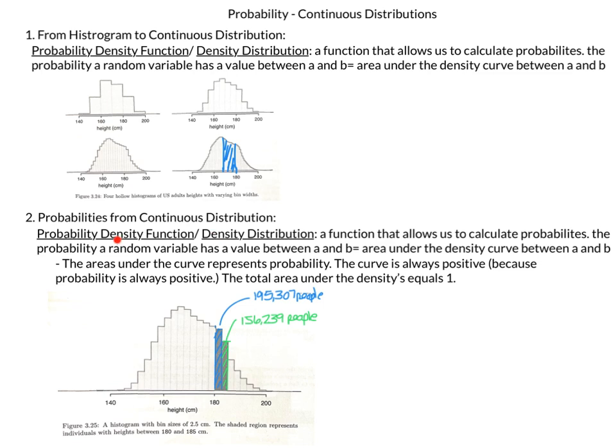Now, because the density function represents probabilities, the areas under the curve will represent the probability. The curve is always positive because probability is always positive, so you'll never see a curve dip below the x-axis. And finally, the total area under the curve of a density function always equals 1. So in other words, when you've taken into account all possible cases, your probabilities will equal 1. That concludes our overview. So now we'll come back and take a closer look at histograms to continuous distributions.